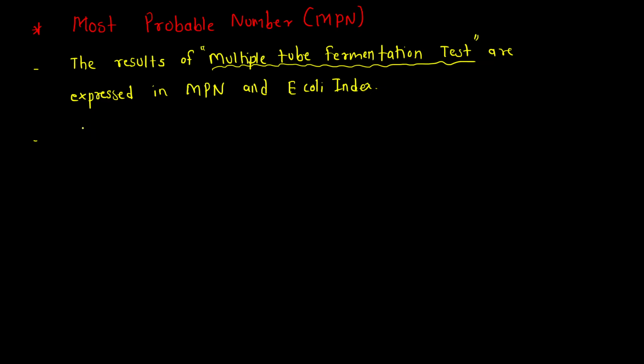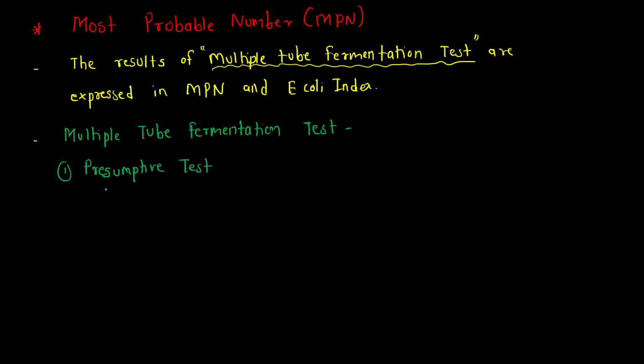In this multiple tube fermentation test, there are a total of three stages. The first stage is called the presumptive test. The second test is called the confirmation test, or confirmed test, and the third test is called the completed test. These three names are important.